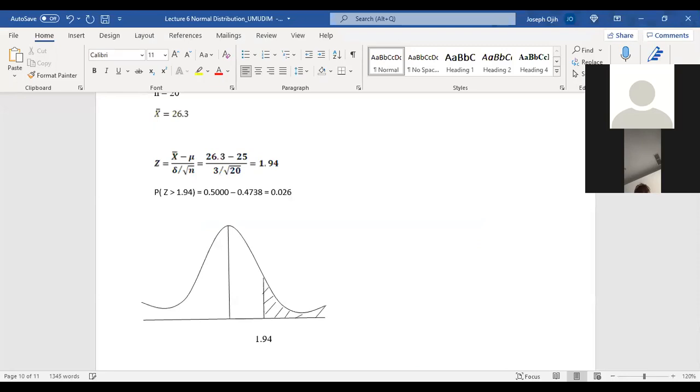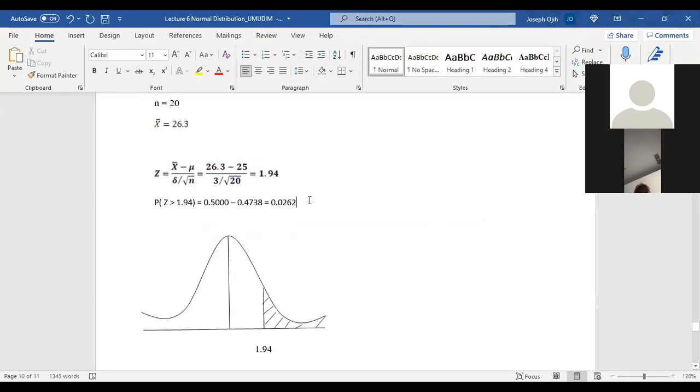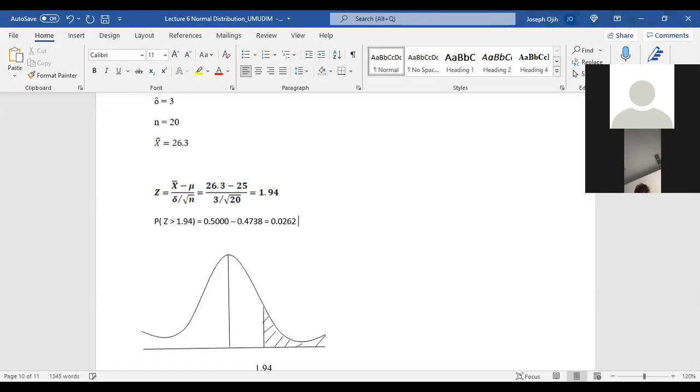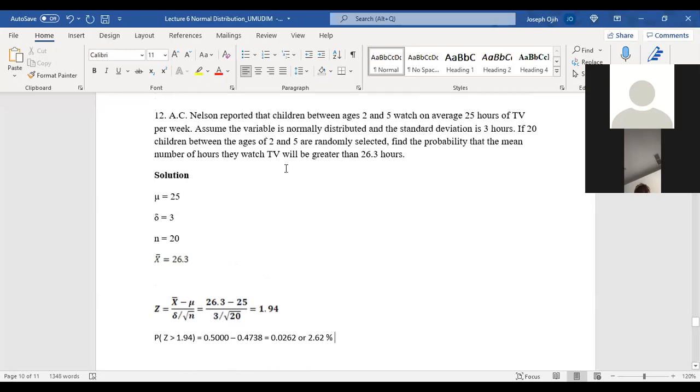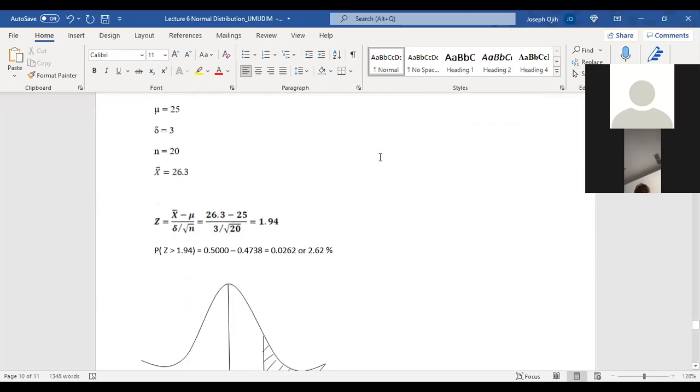So you can see that the shape of the graph tells you what to do. So you have 0.0262, or what you can call 2.62% chance that the number of hours they watch TV is greater than 26.3 hours. Any question on this? Any question? No.